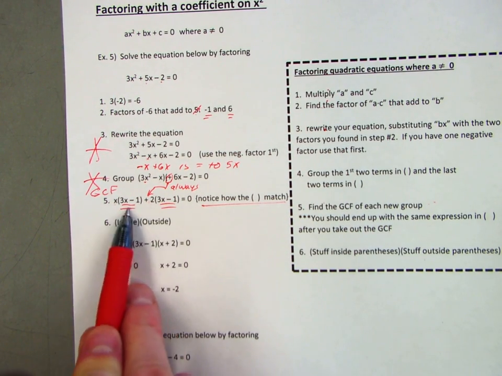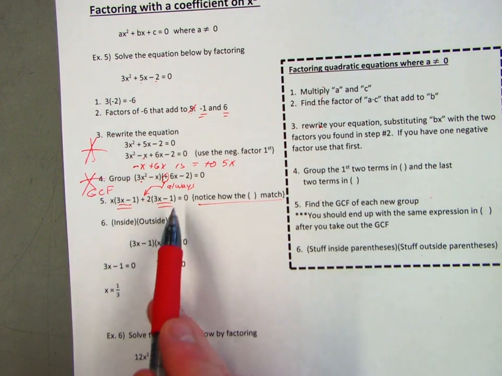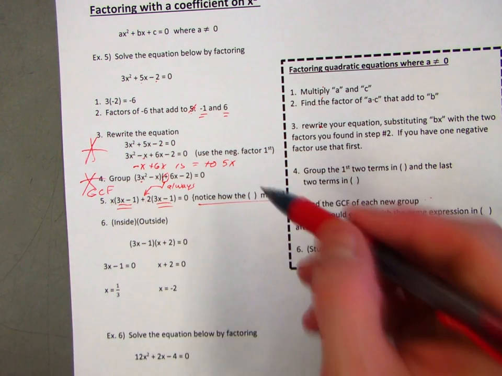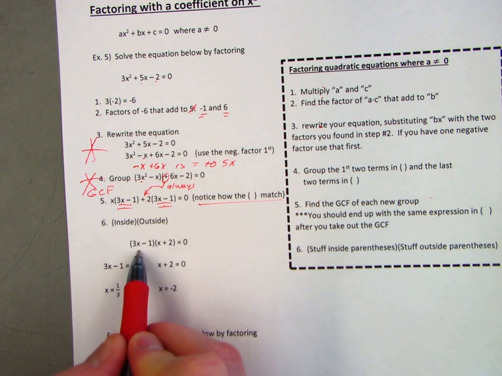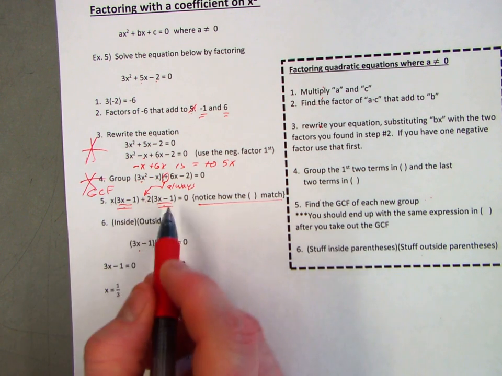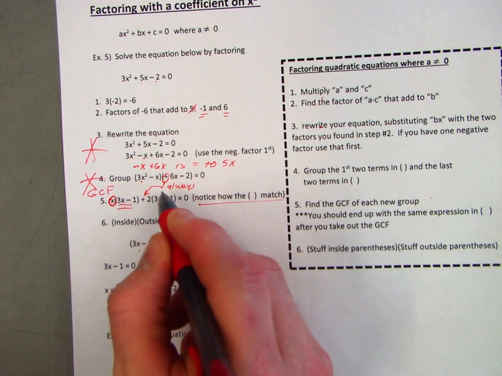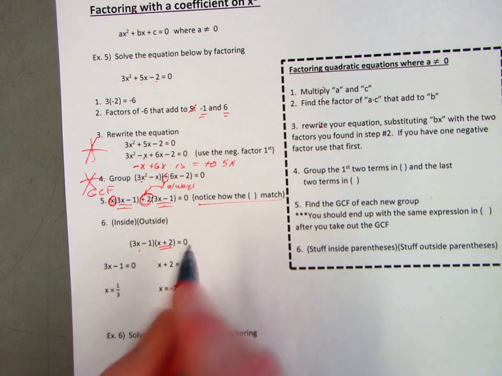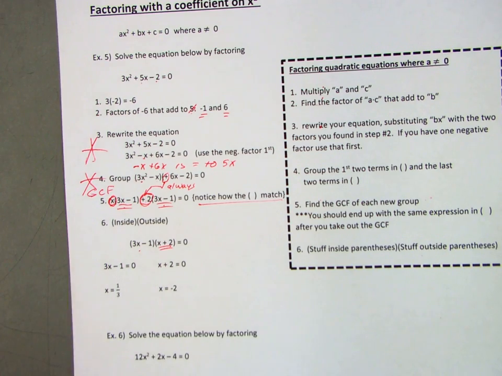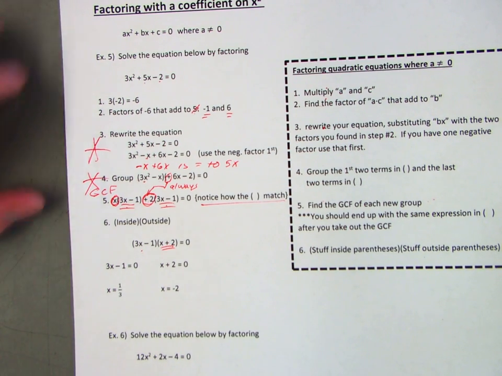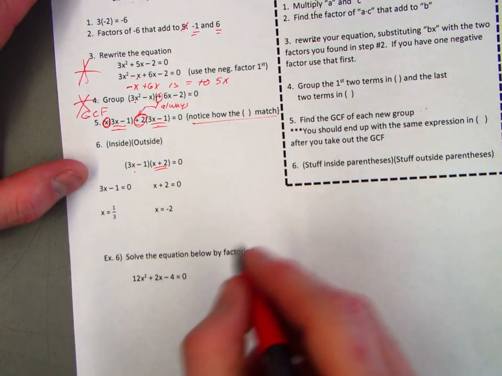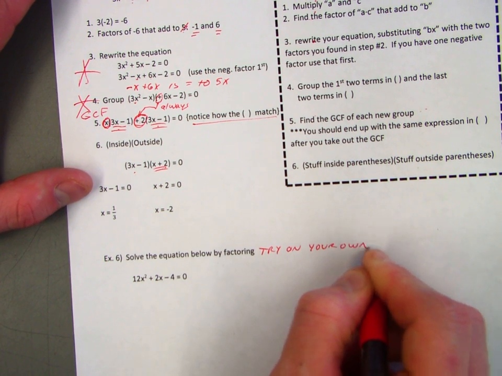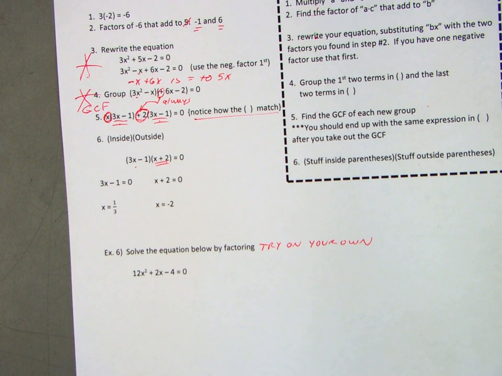So now that you got that common expression in the parentheses, you can just finish up. And I keep it simple. Stuff inside, stuff outside, not very technical, but it works. Expression inside is 3x minus 1. There's one factor. The remaining terms outside the parentheses becomes the second factor. Set them equal to 0. Solve. Right. Try that one on your own for homework. Done.